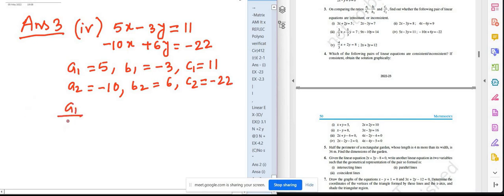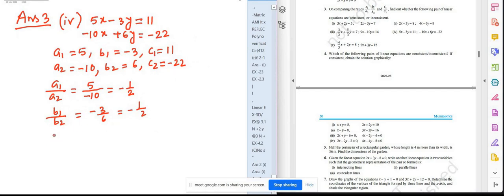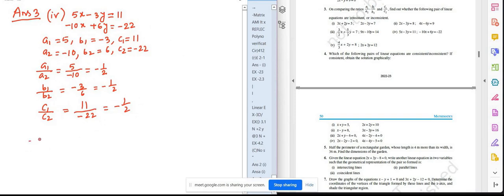So A1 by A2 equals 5 by minus 10, so it is minus 1 by 2. B1 by B2 equals minus 3 by 6, minus 1 by 2. Right. So if these two ratios are equal, C1 by C2 also we have to find. 11 by minus 22, that is also minus 1 by 2. So all three ratios are equal. Therefore, A1 by A2 equals B1 by B2 equals C1 by C2.